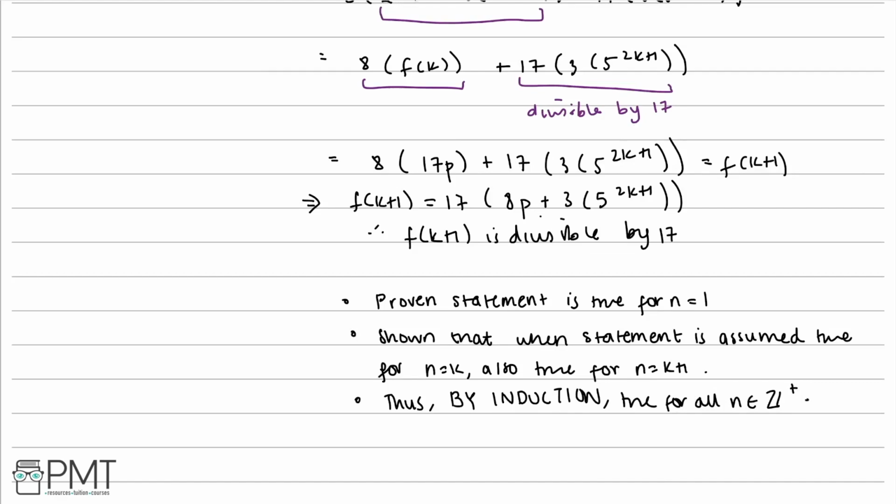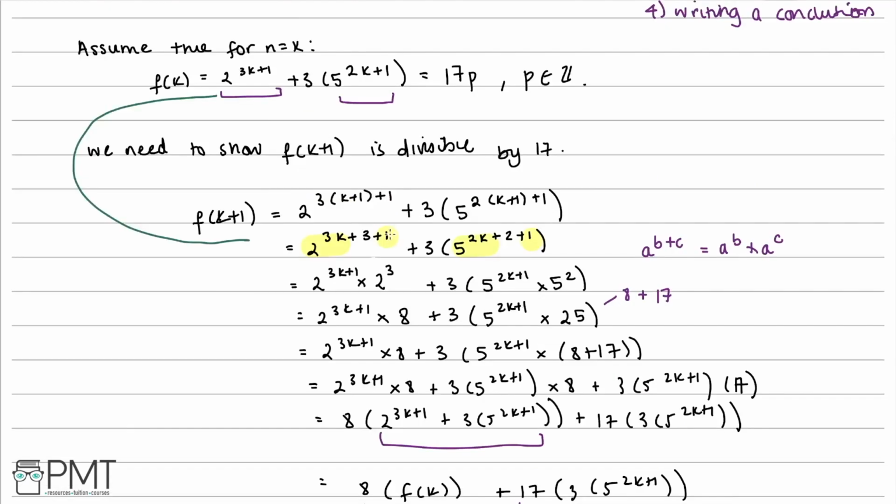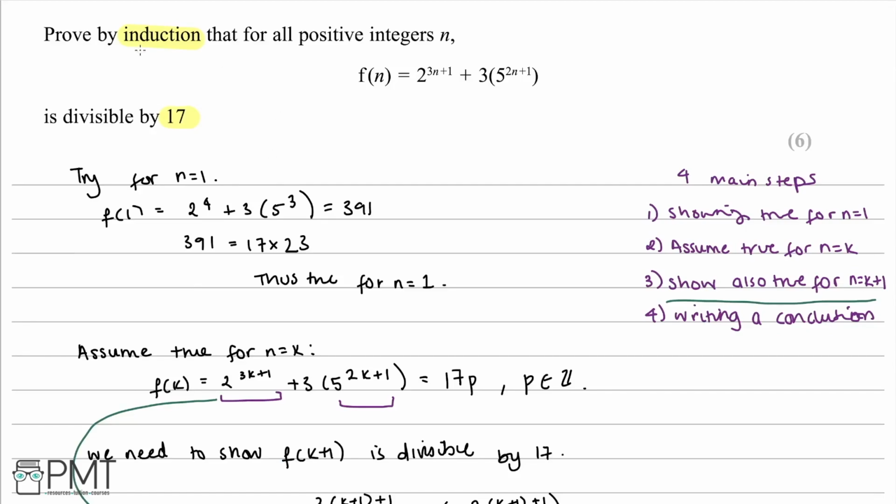The important key words to note here is that we have proven true for n is equal to 1, we have shown that when the statement is assumed true for n is equal to k, it also is true for n is equal to k plus 1, and thus by induction is true for all positive n that's an integer. Thus we have proven our statement above. We have proven by induction that for all positive integers n, f of n is divisible by 17.